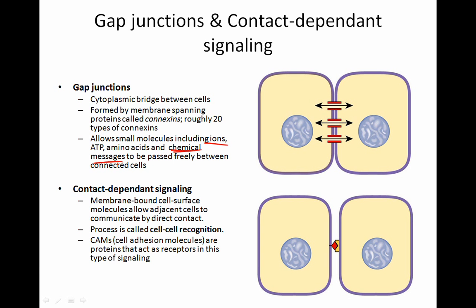Is that why cardiac muscle works that way? That's exactly why they do, because the ions move very, very quickly through. All right? So, in contact-dependent signaling, we're basically having a direct contact, and we're using cell adhesion molecules, or the CAMs, in order for communication to take place.